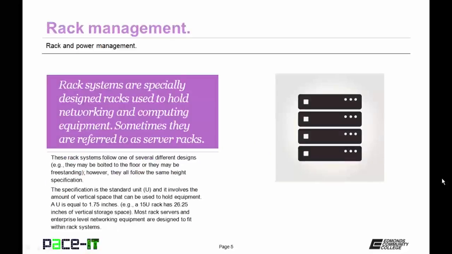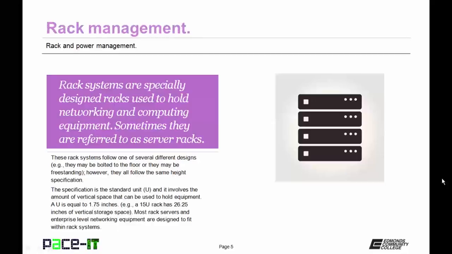Rack systems are specially designed racks used to hold networking and computing equipment. Sometimes they are referred to as server racks. These rack systems follow one of several different designs. However, they all follow the same height specification. That specification is the standard unit, and it's designated by the capital letter U.